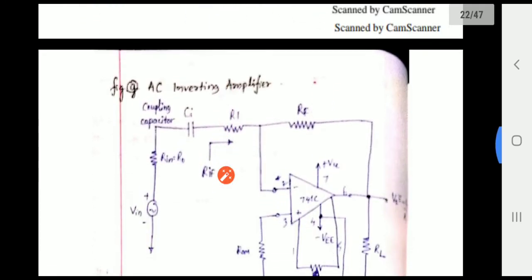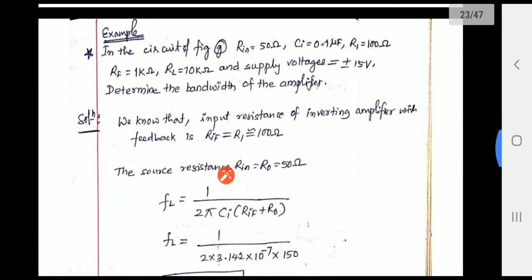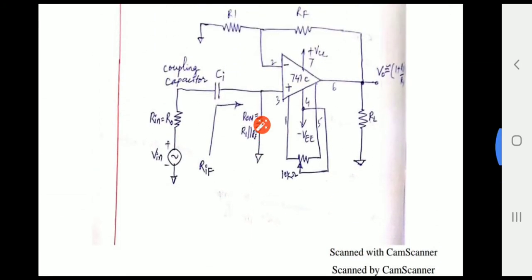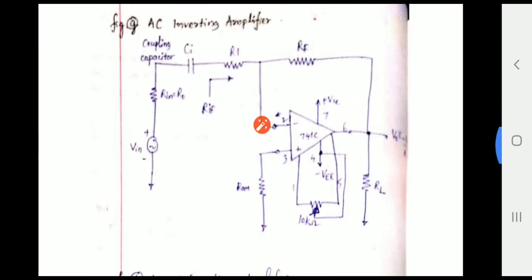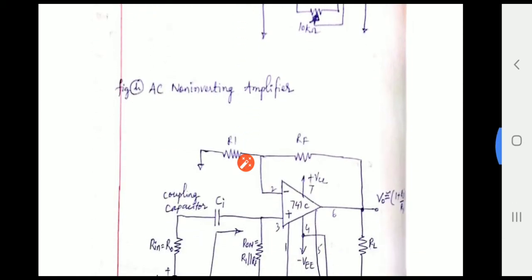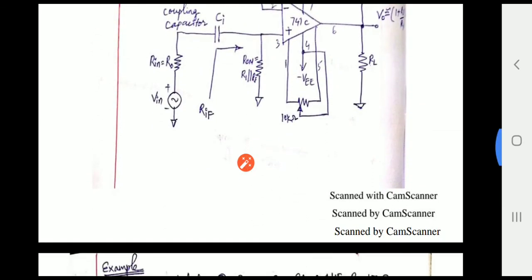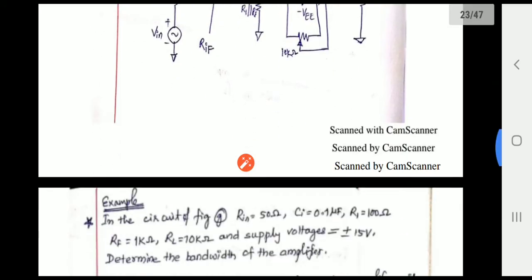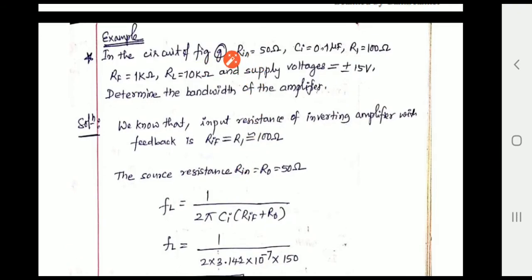There is one example for AC and DC amplifier. In the circuit shown in figure G, this is figure G here, the values are given, and using those values we have to determine the bandwidth, that is FH minus FL. The values are: Rin equals 50 ohms, Ci is 0.1 microfarad, R1 is 100 ohm, RF is 1 kilo ohm, RL is 10 kilo ohm, and the supply voltage is given. Determine the bandwidth of the amplifier.